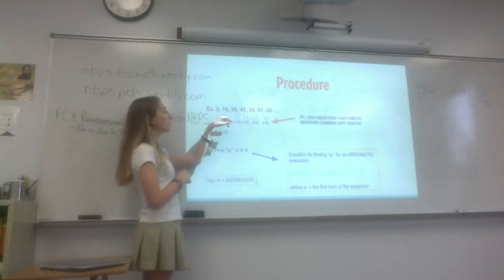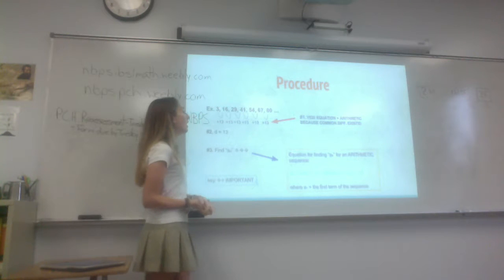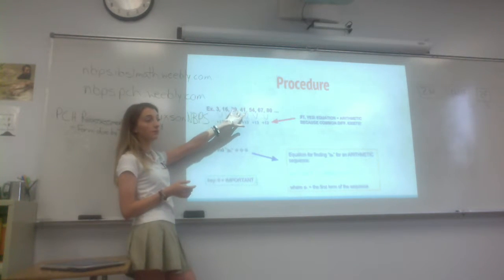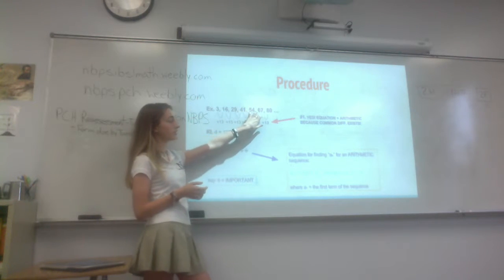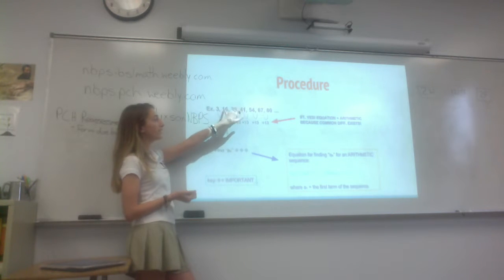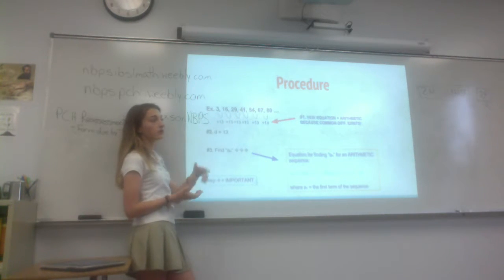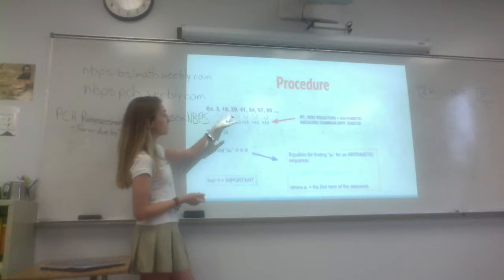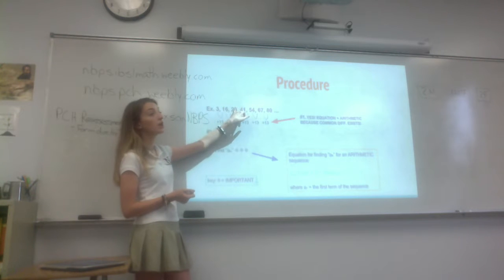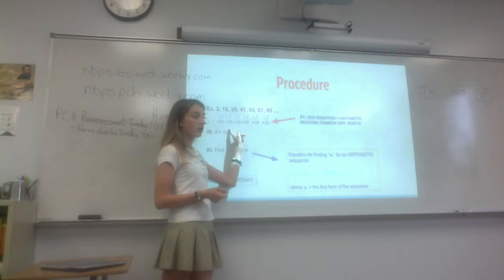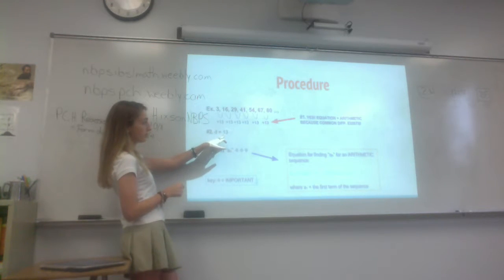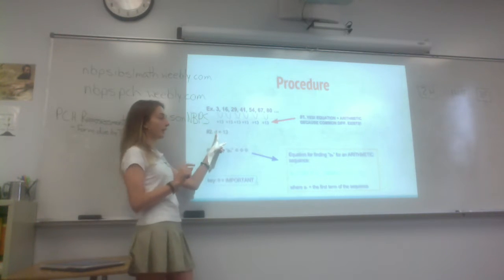We are given a sequence here, and to be able to write a formula for the sequence using a sub n, we need to first determine if the sequence is arithmetic. Between these numbers, we can tell that there's a difference of 13 between each of the two terms. Therefore, the sequence is arithmetic because there is that common difference between each of the terms. And that common difference is 13. So that's what our D value is.